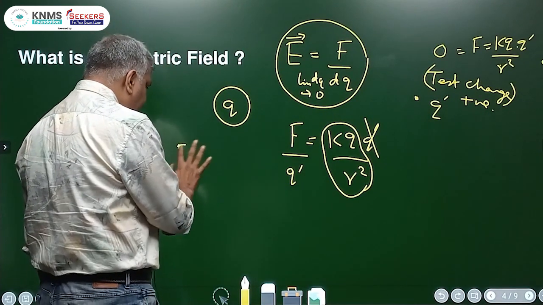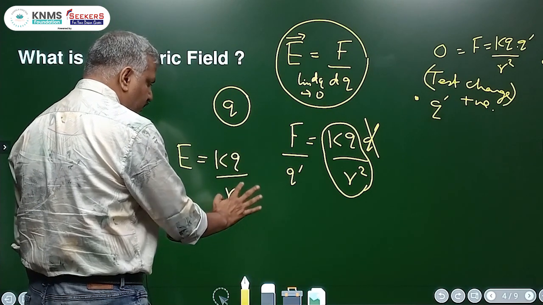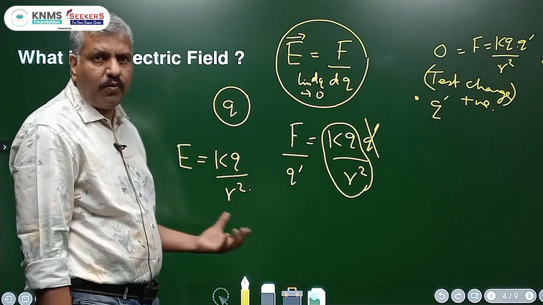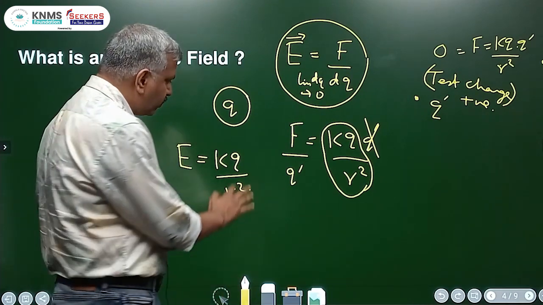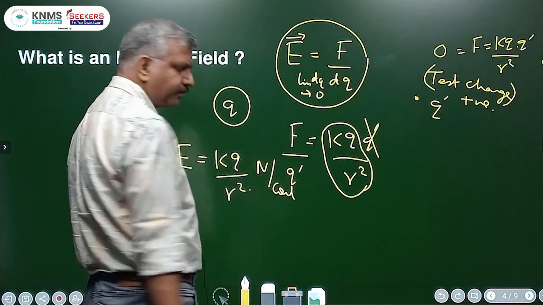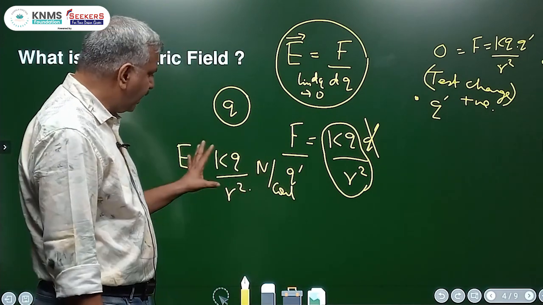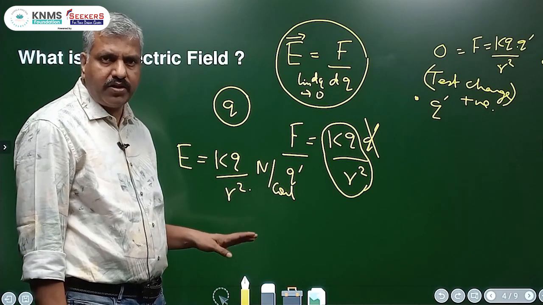So the electric field intensity is equal to KQ by R squared. It is also called the force per unit charge. So its units will be newtons per coulomb, and it gives me the force per unit charge.